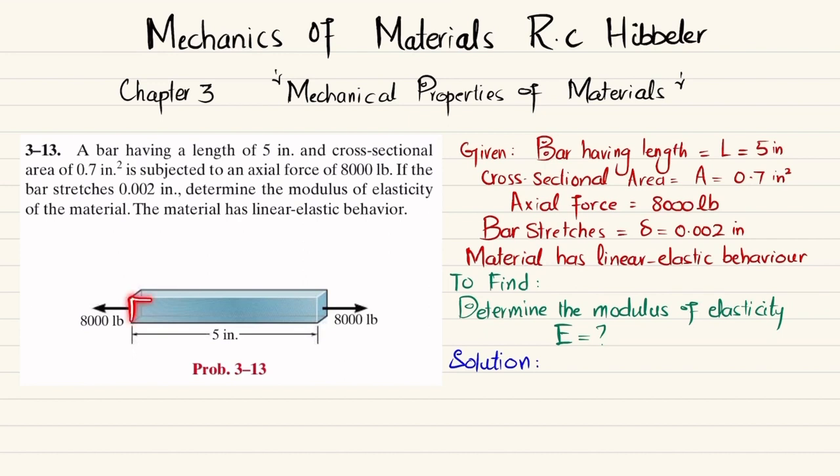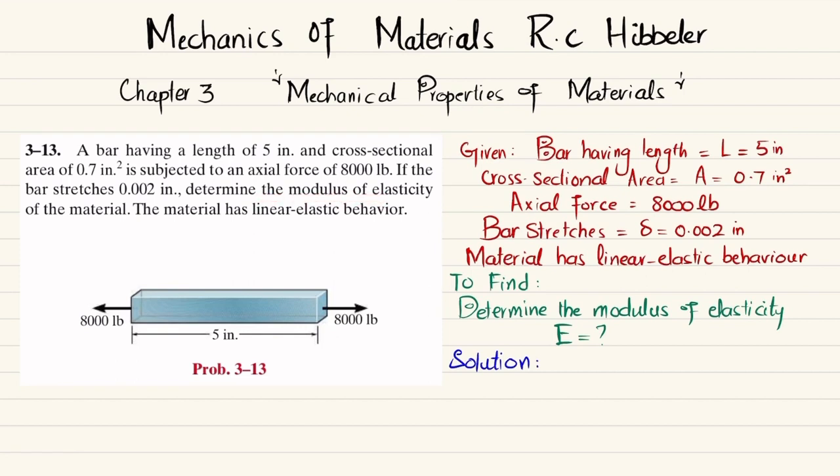So you can see this is the bar having 5-inch length, and there is an axial load of 8,000 pound. And due to this load, it stretches, meaning the change in length will be 0.002. So you have to determine the modulus of elasticity.